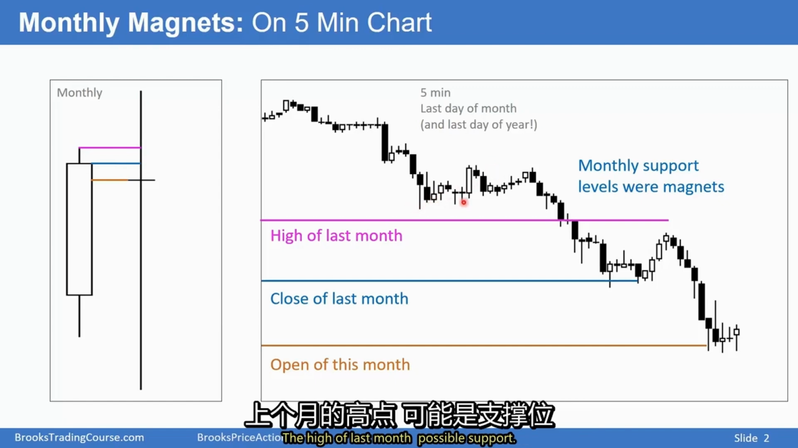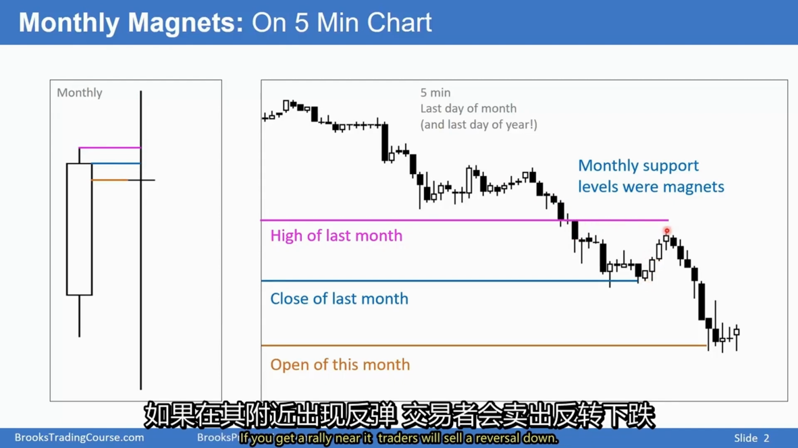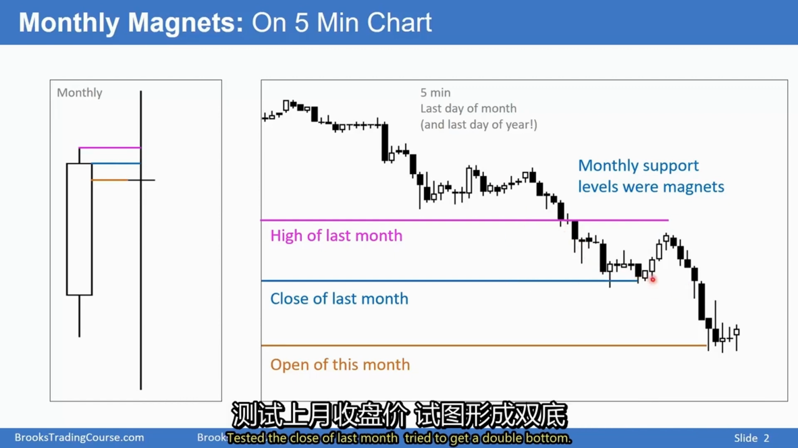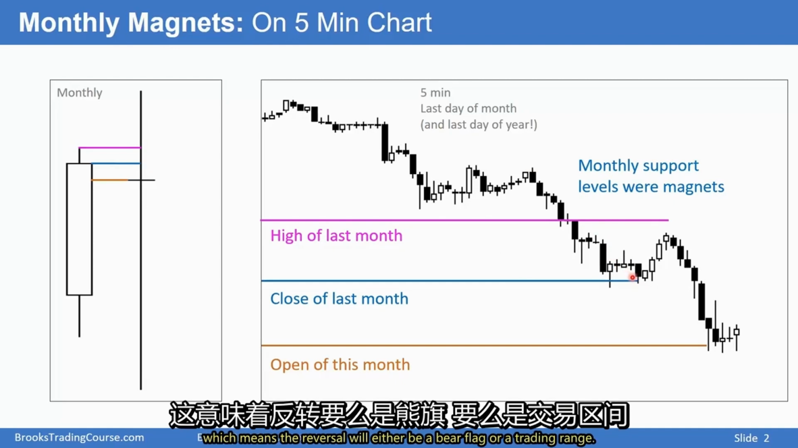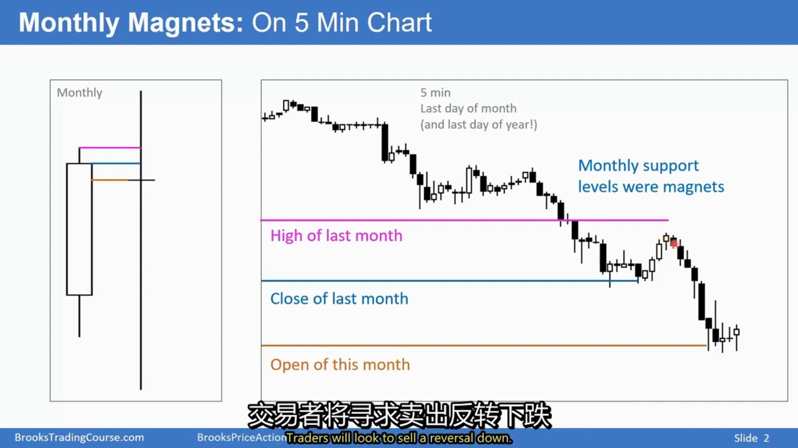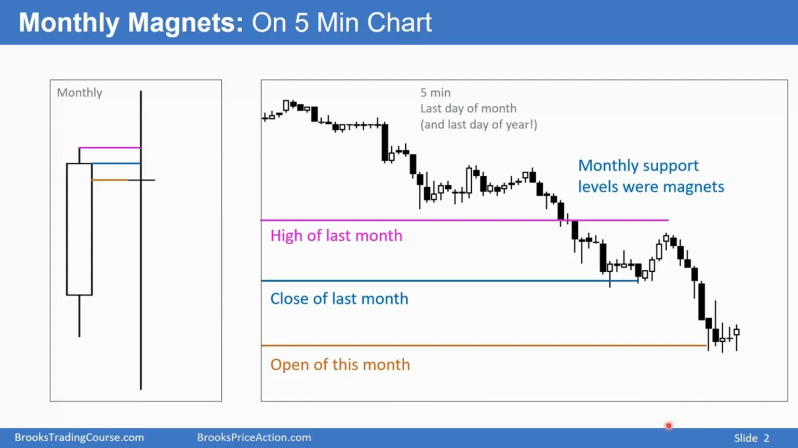The high of last month, possible support, the market broke below it, so you have to assume it's now resistance. If you get a rally near it, traders will sell a reversal down. Tested the close of last month, tried to get a double bottom, very tight bear channel, probably a minor reversal, which means the reversal will either be a bear flag or a trading range. Traders will look to sell a reversal down. End of the day, you can see profit taking right around the open of this month, the current month.